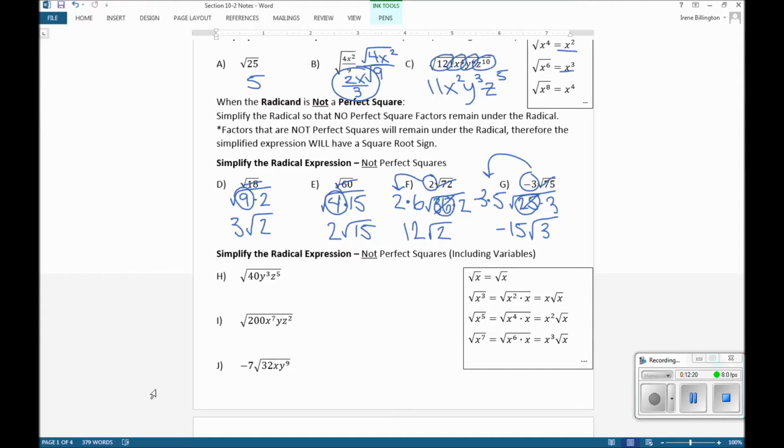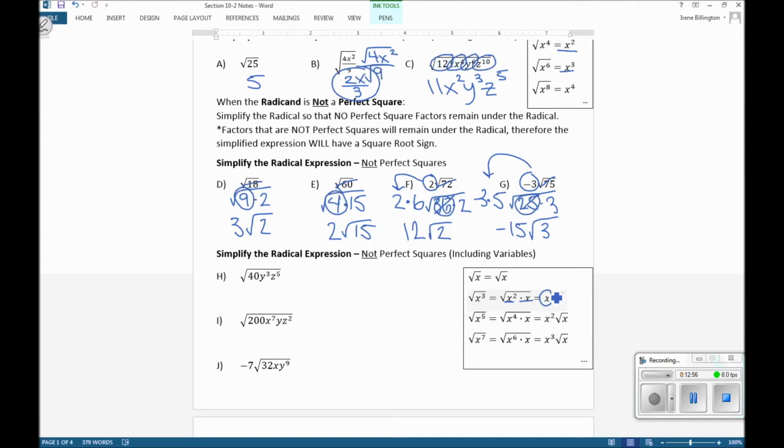If I have a variable to the third power, so x to the third power, I would split that into x to the second times x. So you have x to the third, take away one of those x's, and so you're subtracting one from your exponent. That creates your perfect square factor for that variable term. We know that the square root of x squared is going to give me x, and then remaining underneath the square root sign is that additional x variable.